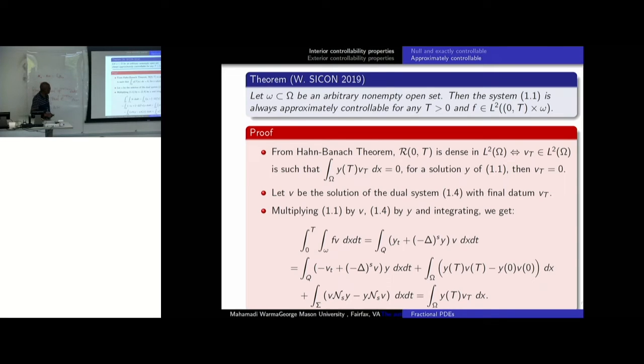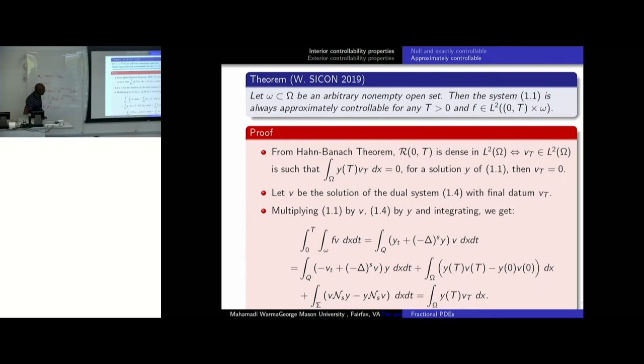To prove that the set of reachable states R(0,T) is dense in L2, that is true if and only if, given V_T in L2 such that the L2 scalar product with y(T) is 0 for any y, then V_T is 0. Now, we take V to be a solution of the dual system with final datum V_T. We multiply the dual equation with the solution of the forward problem, and you integrate by parts.